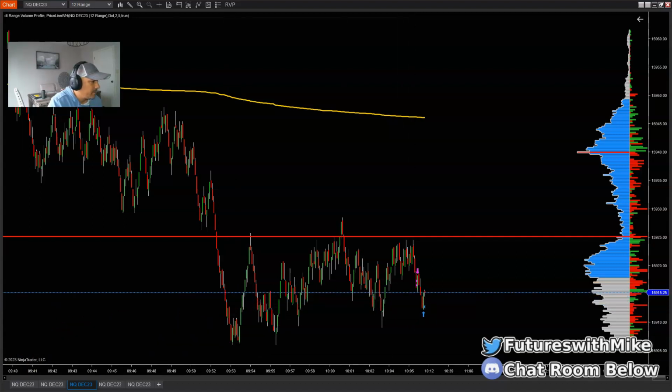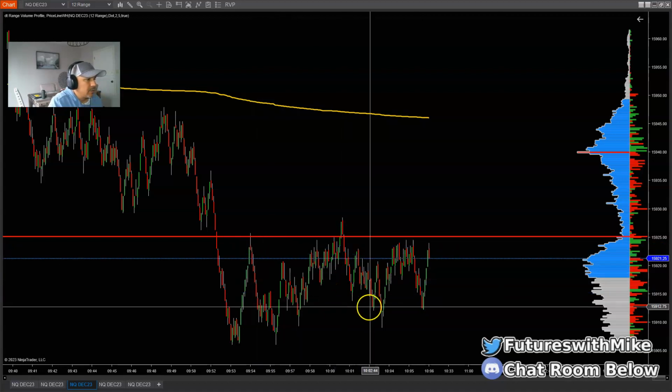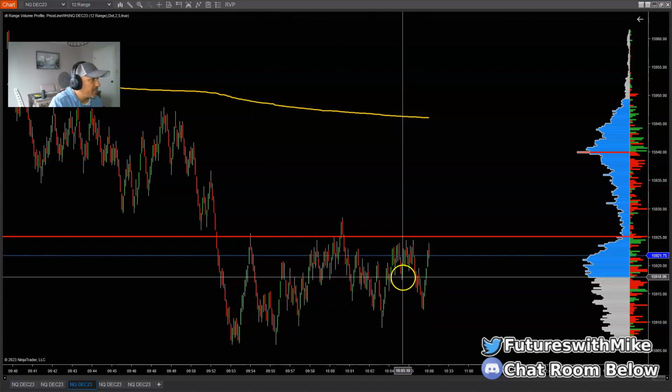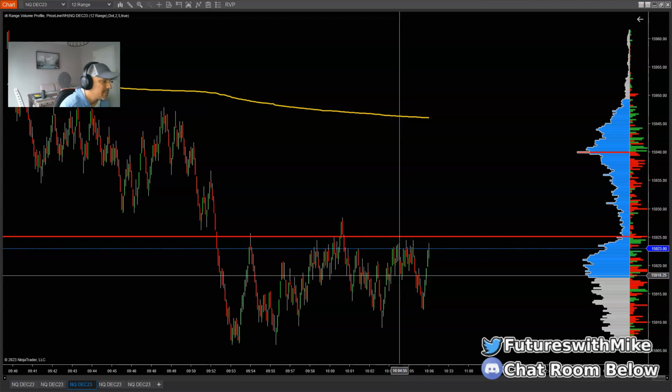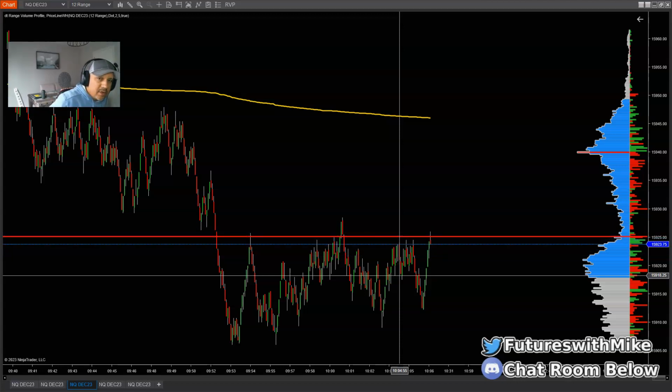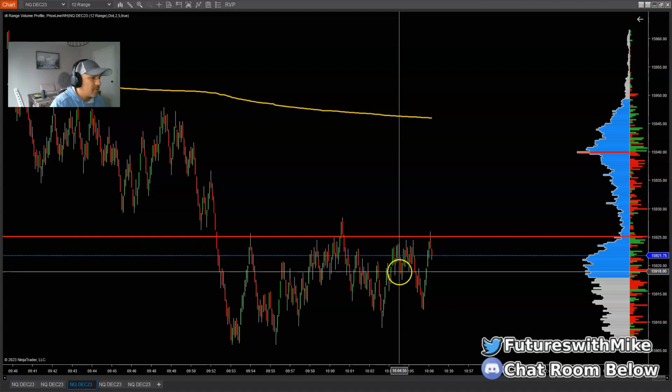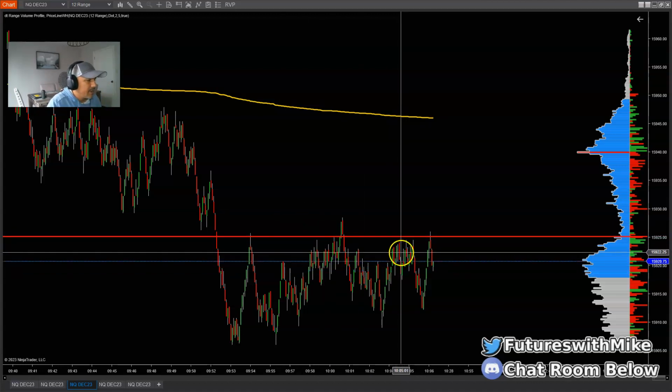Okay, got filled there. I'm only trading 2 contracts right now because we're kind of moving sideways here. I'm just scalping. And I typically trade 2 contracts anyway unless I see a real great setup that I want to get in on, and then I may bump it up to 3 or 4 contracts. But we're moving sideways right now.